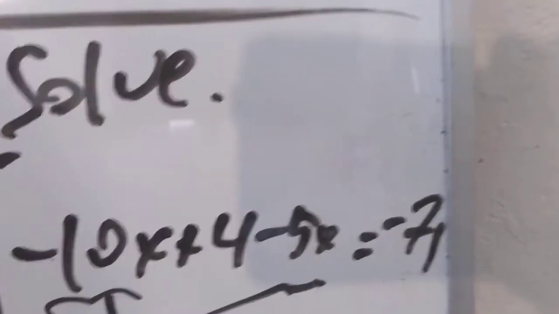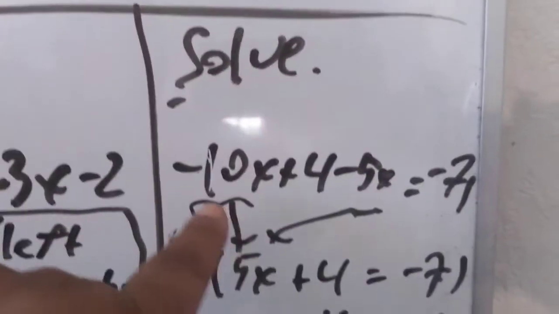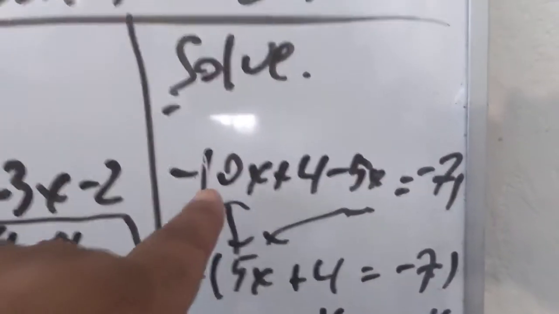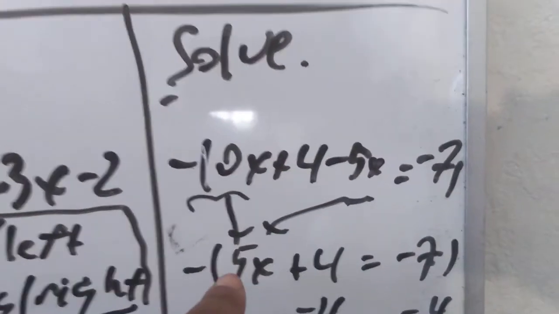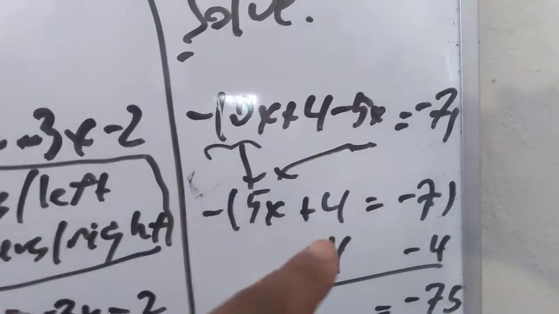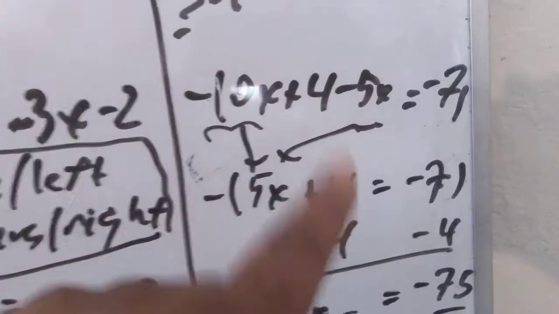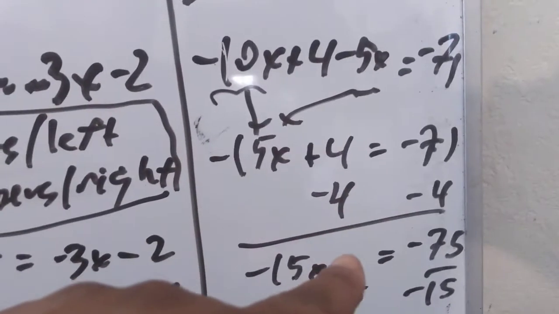Last but not least, the problem says negative 10x plus 4 minus 5x equals negative 71. So I got to gather like terms first because this goes with this, right? And if I owe 10 and I owe 5, I owe 15. I bring down the plus 4, bring down the minus 71. This becomes a two-step problem because now I have to subtract 4 first on both sides to get rid of this. That's why you see nothing here.